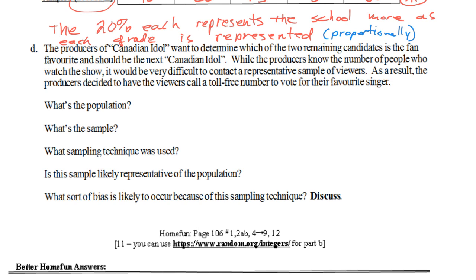All right, so for the last problem here, we have producers of Canadian Idol. So the producers of Canadian Idol want to determine which of the two remaining candidates is the fan favorite and should be next in Canadian Idol. While the producers know the number of people who watch the show, it would be very difficult to contact a representative sample of viewers. As a result, the producers decide to have all the viewers call in toll-free to vote for their favorite singer.